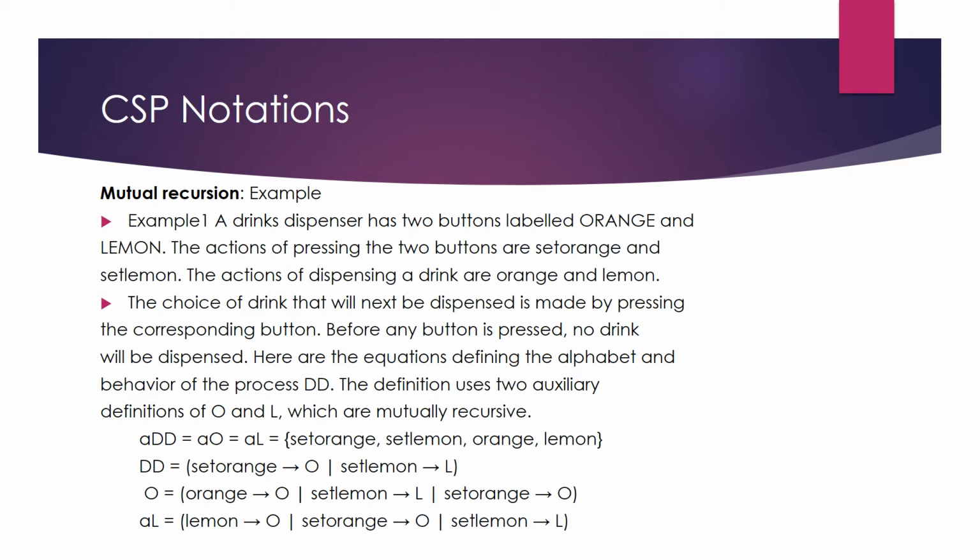It says 2 buttons labeled orange and lemon. So the drink dispenser has only 2 buttons, right? Orange, lemon, and the actions of dispensing a drink are also orange and lemon. The choice of drink that will next be dispensed is made by pressing the corresponding button. Before any button is pressed, no drink will be dispensed. Here are the equations that define the alphabet and behavior of the process DD. The definition uses 2 auxiliary definitions of O and L, which are mutually recursive. If you see from the denotation below, you can understand how the mutual recursion is working out.